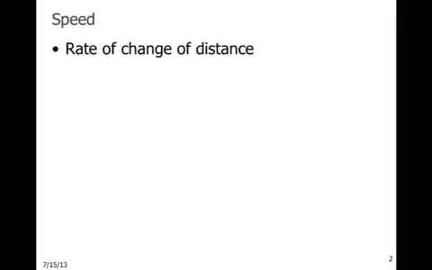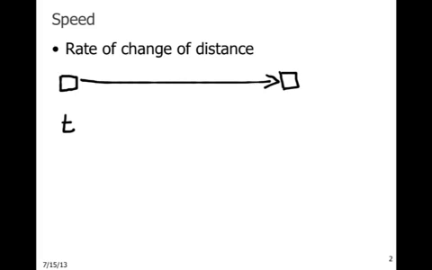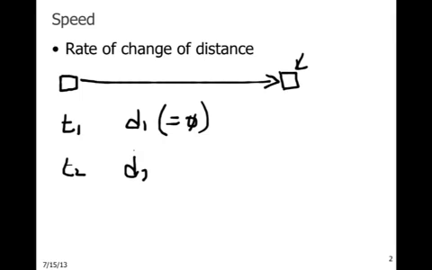If you start with an object being at its source on this location, and it travels this far and then moves to this location, we could say at time t1, which is the beginning, that the object was at distance d1 from its source, and in this particular scenario d1 happens to be 0 distance from its source. And then at time t2 the object has moved to this location, which means it's at distance d2 from its source.